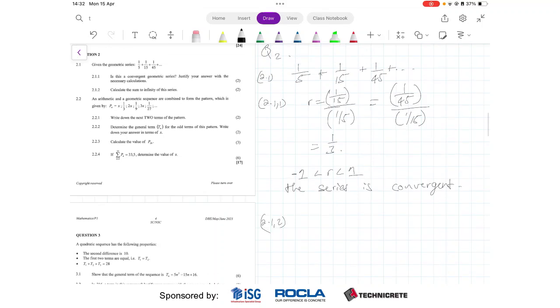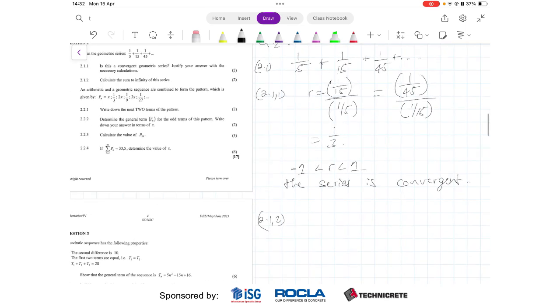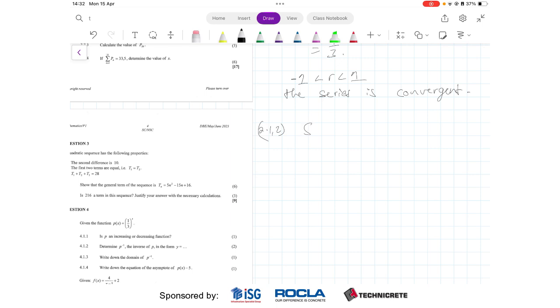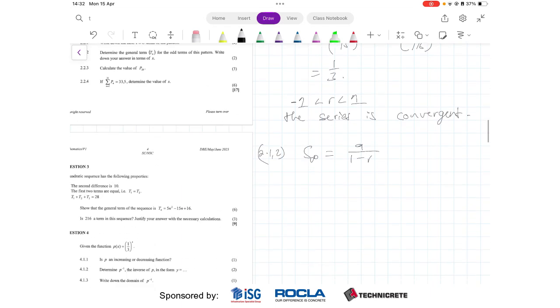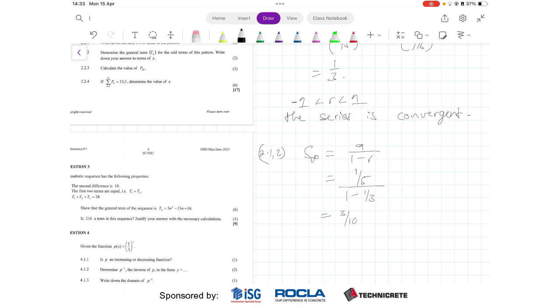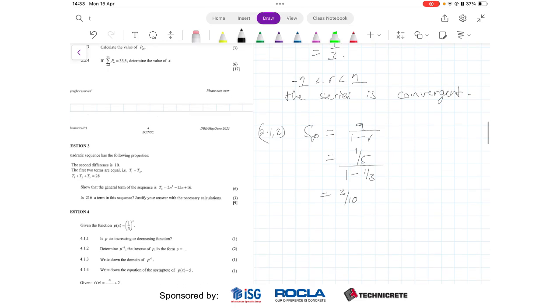2.1.2 tells us to calculate the sum to infinity of this series. Now, the sum to infinity is given by S infinity is equal to a over 1 minus r, where r is the common ratio and a is the first term. Substituting in, we get 1 over 5 over 1 minus 1 over 3. Plug that into your calculator and that should give you 3 divided by 10. Thus, your sum to infinity is 3 divided by 10.